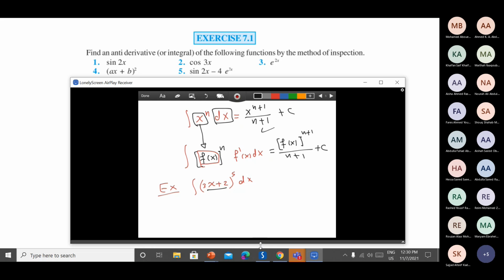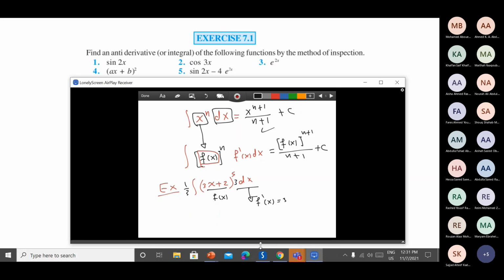This is my function f of x. So I should have outside here f dash of x. What is f dash of x? What is the derivative of 3x plus 2? It is 3, right? Yes, so I need to have 3 over here, but I don't have it, so I write it down and have 1 over 3 outside, so this one will cancel and I didn't change my question, right? This is the way to do this one.